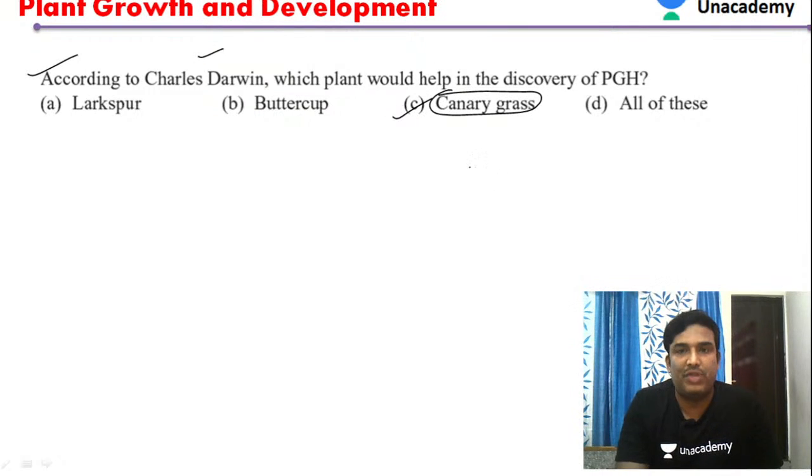He has studied the coleoptile of canary grass. Especially, they have studied about the auxins, the discovery of auxins, by using the coleoptile tip of this canary grass. So option C will be our right answer in this case.